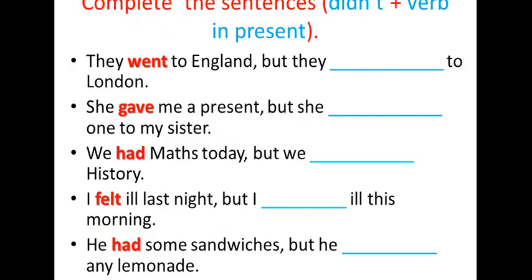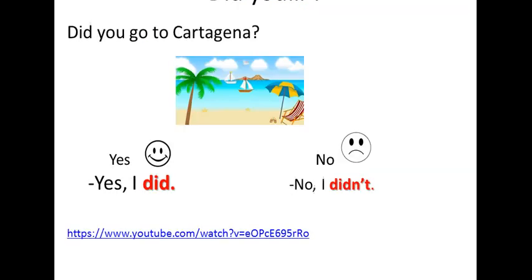When you're finished, you're going to make these exercises. Complete the sentences. Remember that you have to use didn't and the verb in present. Which verb? The ones that you have here at the beginning in red color. So they went to England. The verb is went, and the present of went is go. So we have to write, but they didn't go to London. And you have to do the same with the other sentences. When you finish, you can go to the next slide.